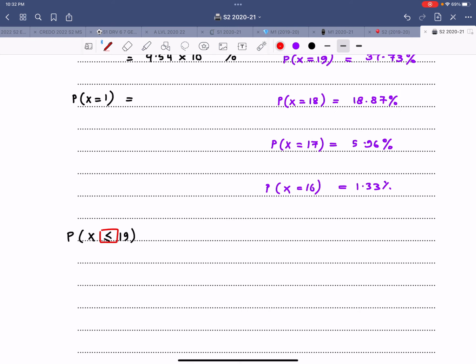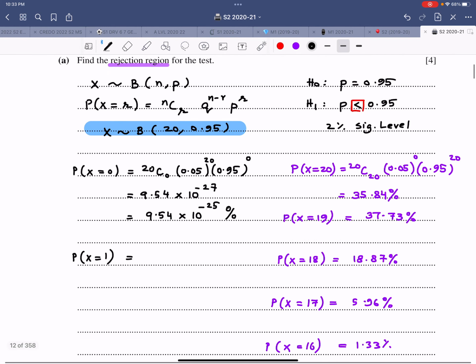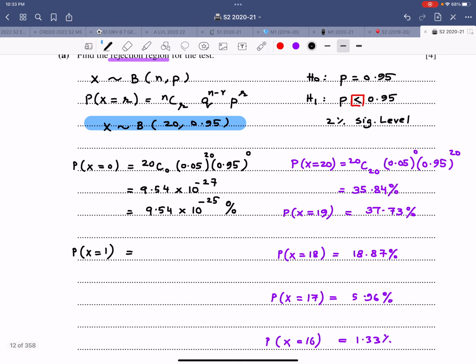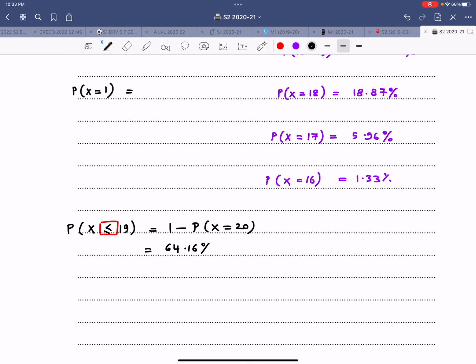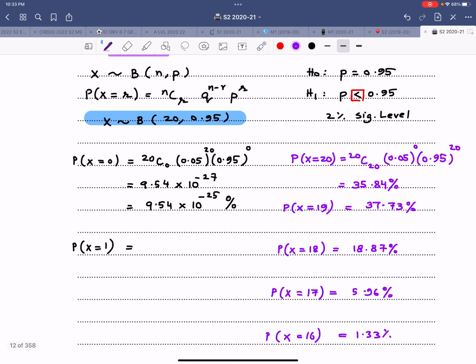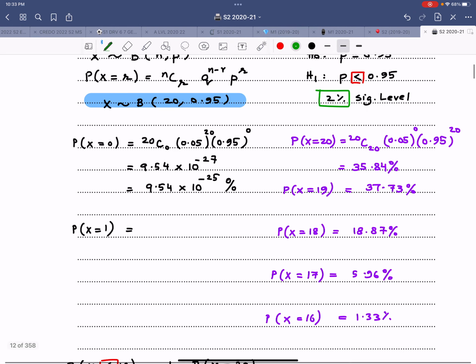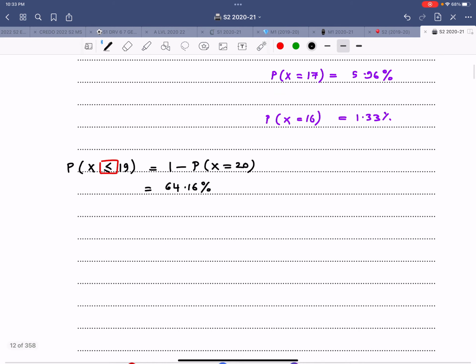So this is 1 minus probability x is equal to 20. Yeah, in percentage or in decimals. So that comes out to be, again, let me grab the calculator. So this is 100 minus 35.84. This comes out to be 64.16%. Too high. We have to get it to the level of 2%. It should get below this. That's the rule. Let me go to the next part.